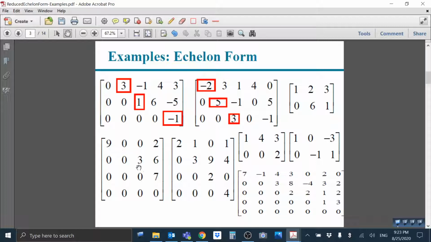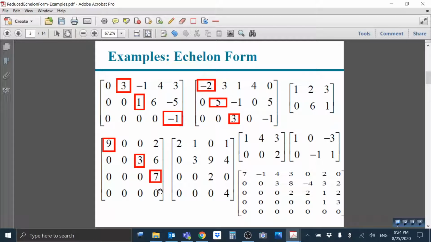Let's see this one here. So my first leading entry, 9. Great. And then the row 2, the leading entry is to the right. Great. Row 3, leading entry is to the right. So zeros are not leading entries. Anything different from 0 is a leading entry. And the last row, it's all zeros. I have a row of zeros and it's at the bottom.